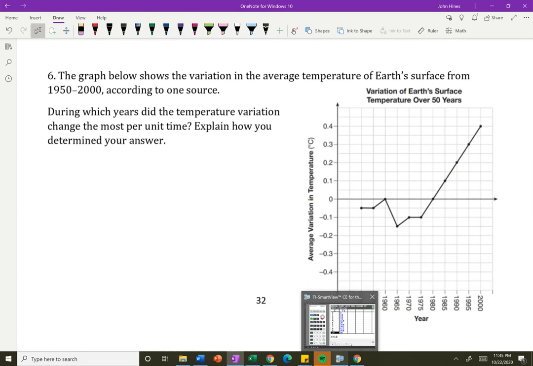The graph below shows the variation in the average temperature of the Earth's surface from 1950 to 2000. During which years did the temperature variation change the most per unit time? Explain how you determine your answer. So when did I vary the most? When did I change the most? I'm looking for the steepest. I want the most change. I want to be steep.